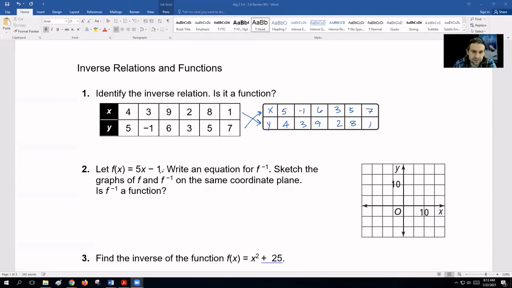All right, next, let f of x equal 5. Write an equation for f inverse and then sketch it on the graph. Okay, so let's first find the inverse.